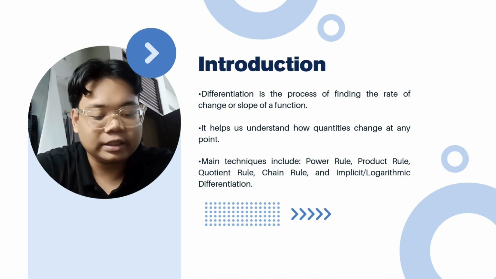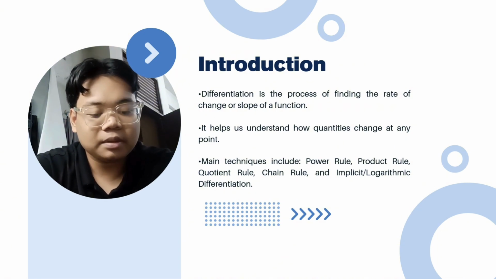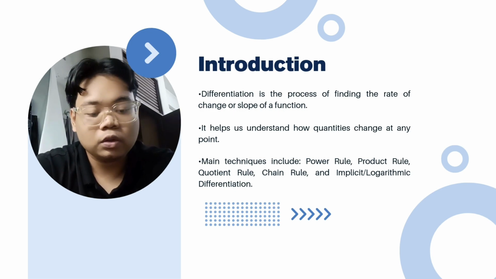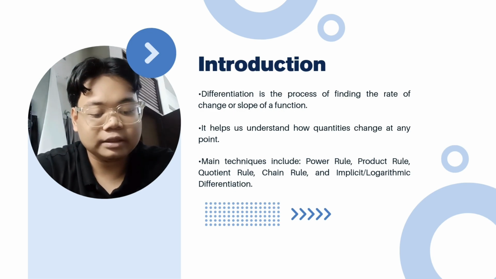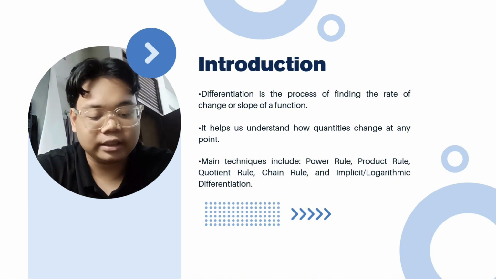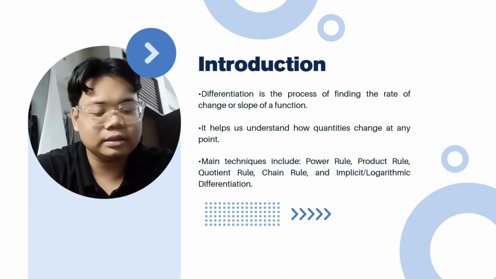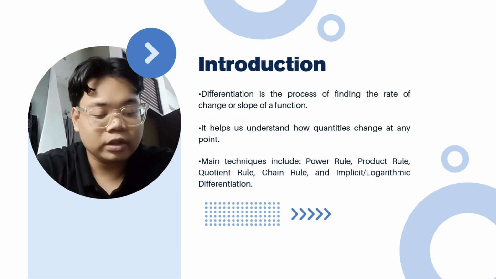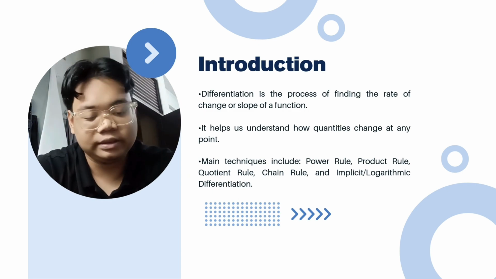To make the process of finding the derivative easier and more systematic, mathematicians use several techniques of differentiation. This includes the power rule, product rule, quotient rule, and chain rule, which help us differentiate different types of functions efficiently. There are also additional techniques such as implicit differentiation, logarithmic differentiation, and differentiation of trigonometric, exponential, and logarithmic functions.